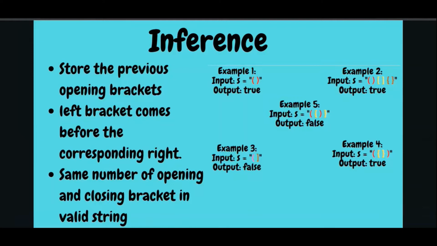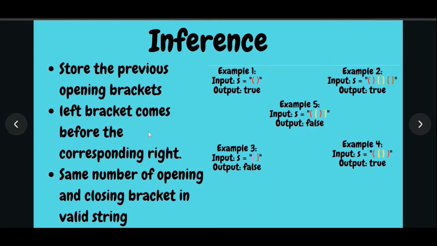So these are the points that we have noted down. Now the points are: store the previous opening bracket. So we can see in example 4, we need the previous opening bracket so that we can compare it with the current closing brackets that we are getting. So that's why we need to store it in some data structure.